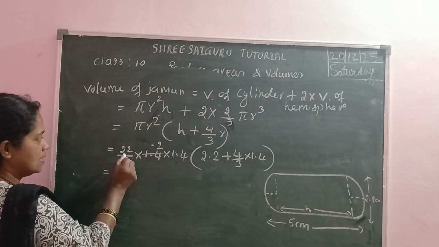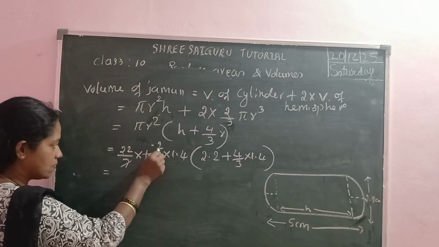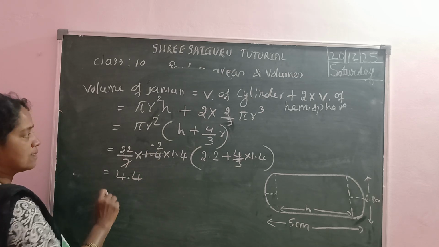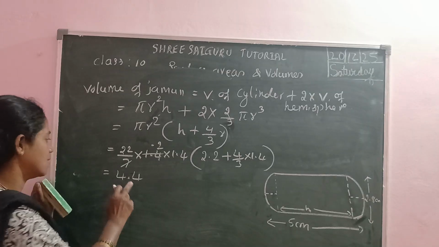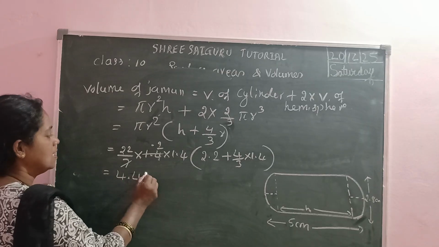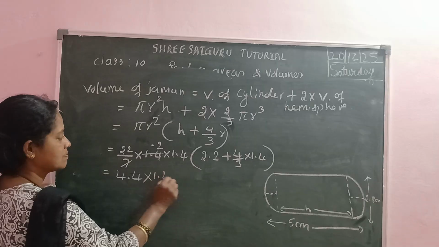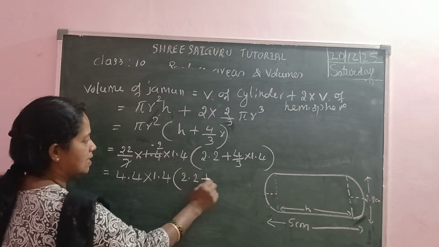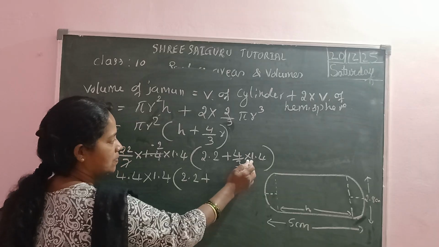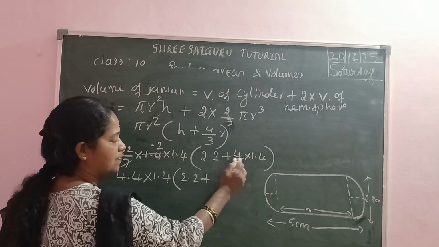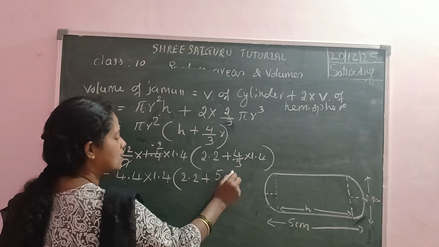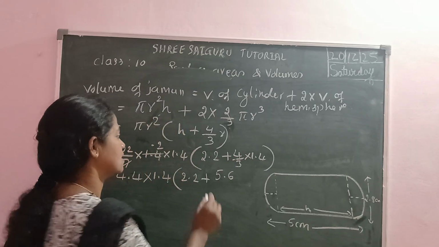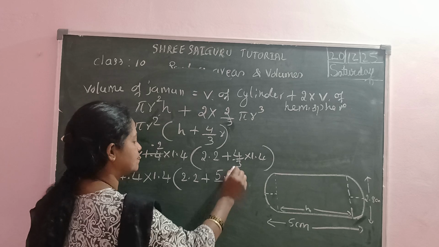Correct. Then 7 ones are 7.2. Then 22 into 0.2 is how much? 4.4. 22 into 2 is 44. Then 0.4 to write here into 1.4. Then 2.2 plus 1.4 into 4, 4 4s are 56. So the point I should write here. 4 into 1.4 is 5.6 divided by 3.